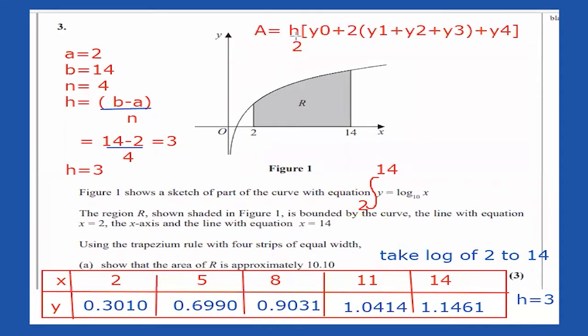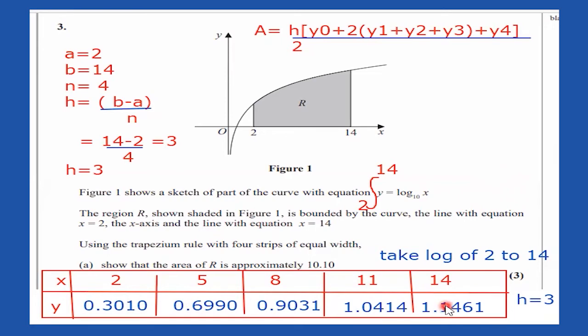When we evaluate it from the calculator, we simply substitute when x is equal to 2 for log of 2 and we get 0.3010. When x is equal to 5, log of 5 will give us 0.6990. When x is 8, log of 8 gives us 0.9031. When x is equal to 11, log of 11 gives us 1.0414. And when x is equal to 14, log of 14 gives us 1.1461.